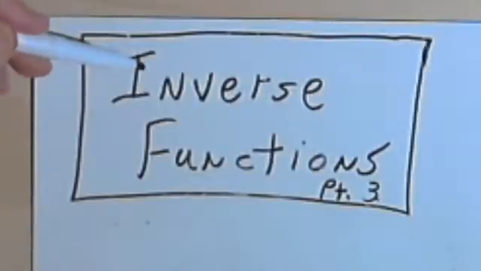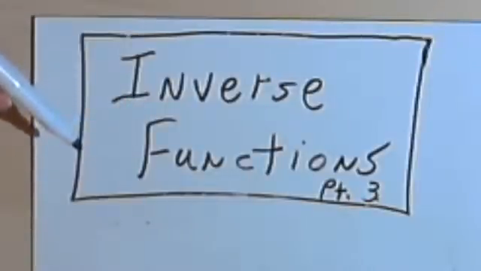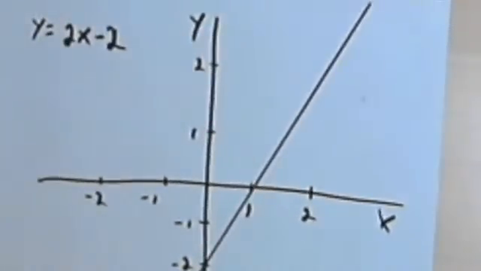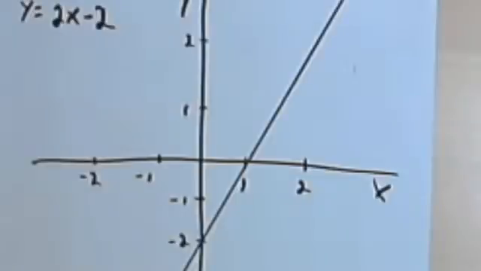This is going to be the third video about inverse functions, and in this video I want to talk about drawing the graphs of inverse functions. So let's start with this graph of a simple linear function. Here I've got the function y equals 2x minus 2, and I've drawn the graph. Now, to find the inverse of this function, we can do something really pretty simple.